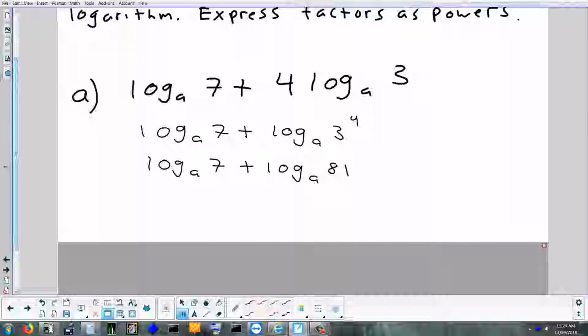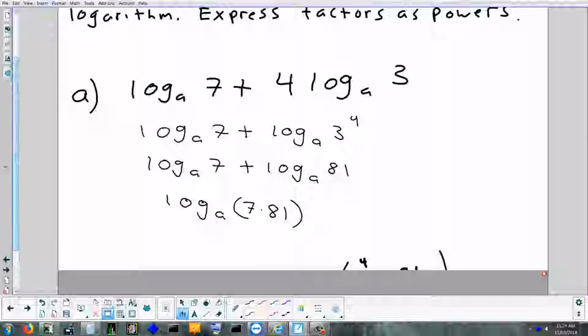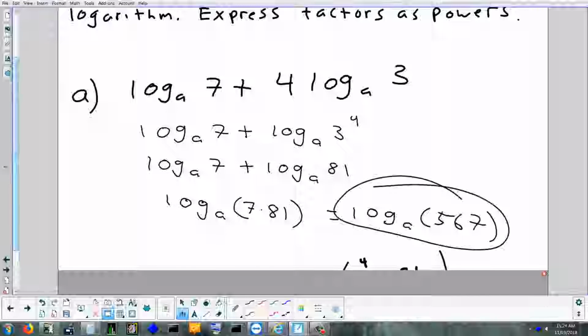Okay, so now we have two logs that are a sum. We're going to have a single log. And the 7 and the 81 are going to get combined in one of two ways, multiplying or dividing. Yep, they're multiplied. So we have 7 times 81. Again, that's something we should do out. So it's log base A of 567.